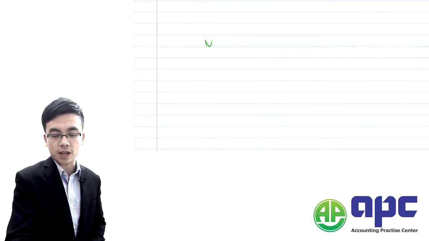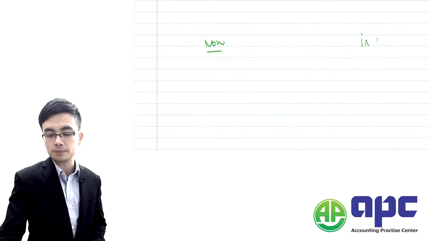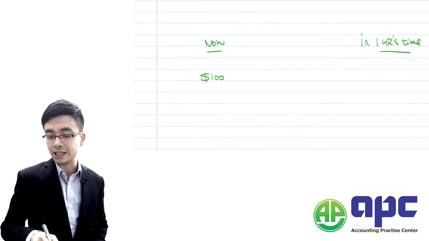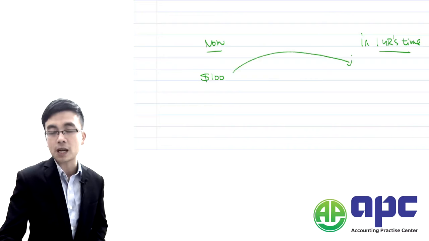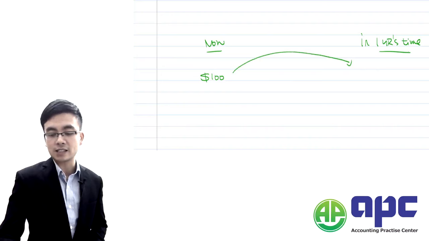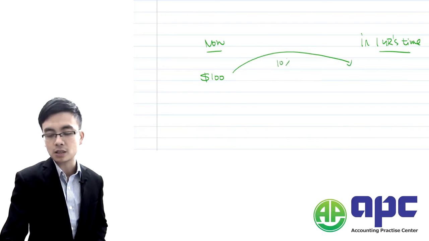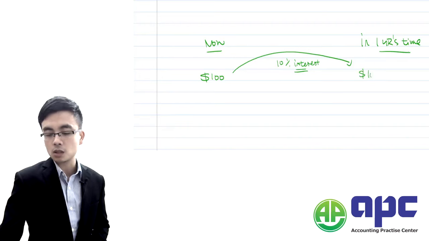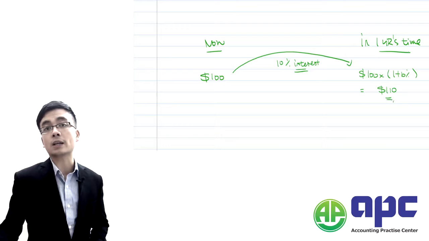So this is quite basic here. For example, this is now, and this is in 1 year's time. If you were to put $100 into the bank today, and take this $100 back in 1 year's time, and the bank gives you, for example, 10% interest, in 1 year's time you can get how much? 100 times 1 plus 10% interest, yeah? So you can get $110 from the bank in 1 year's time.